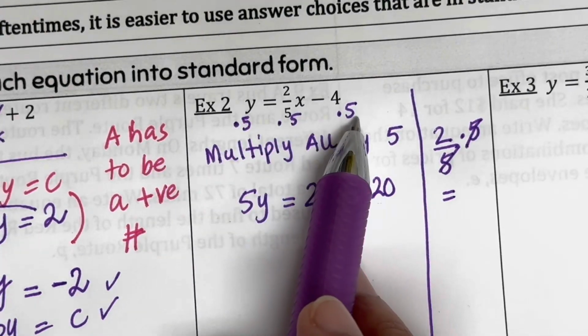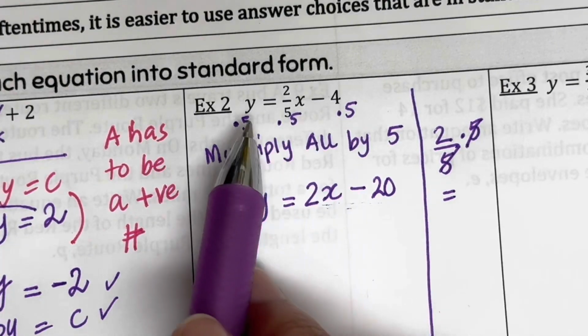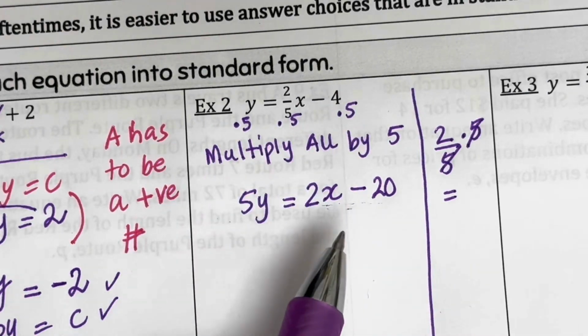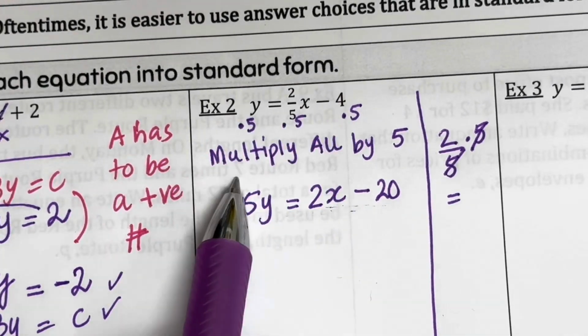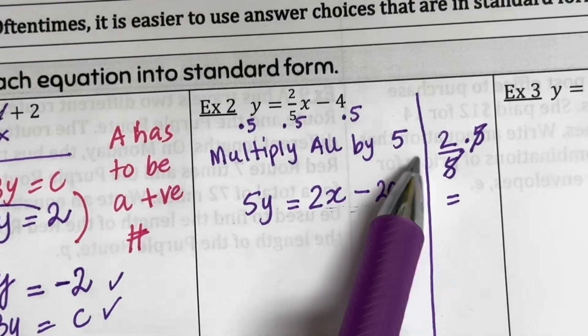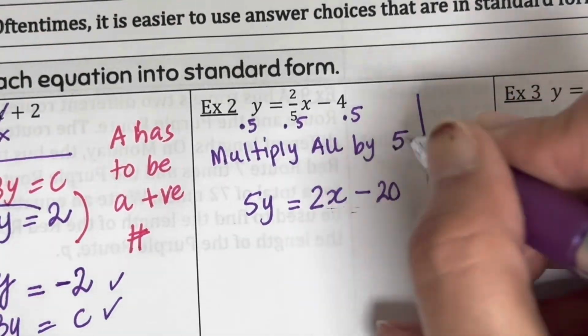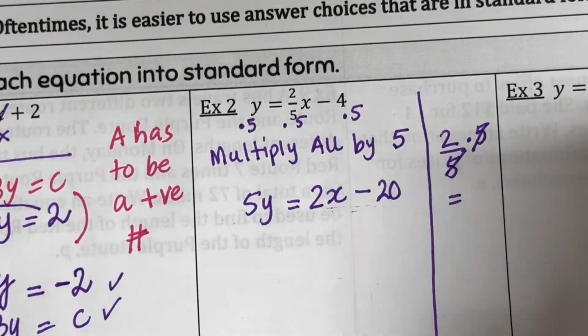Writing this way is very helpful because you are not going to forget to multiply by all of them, because you have to multiply by all. That's just the thing with math.